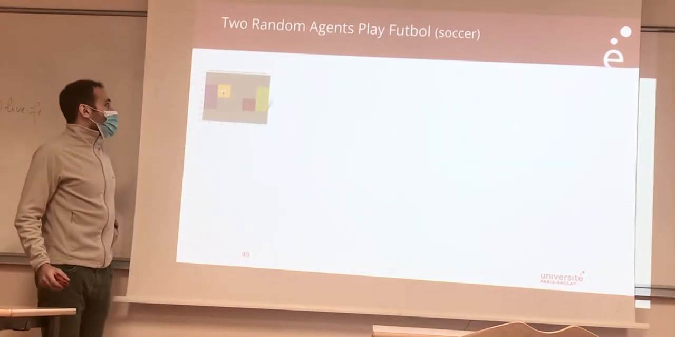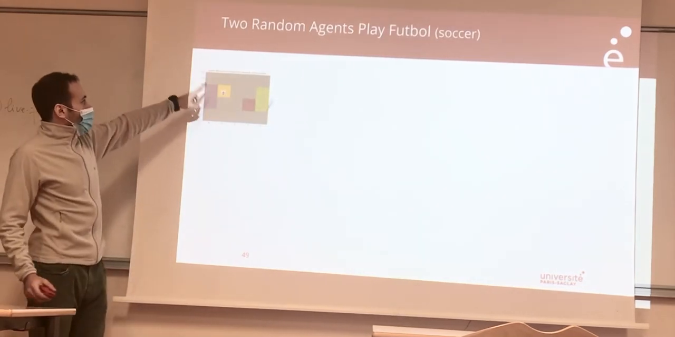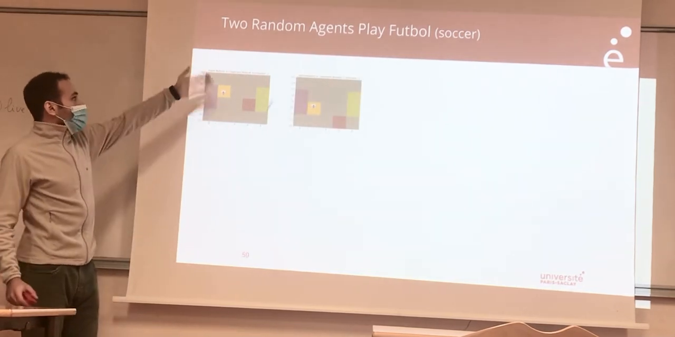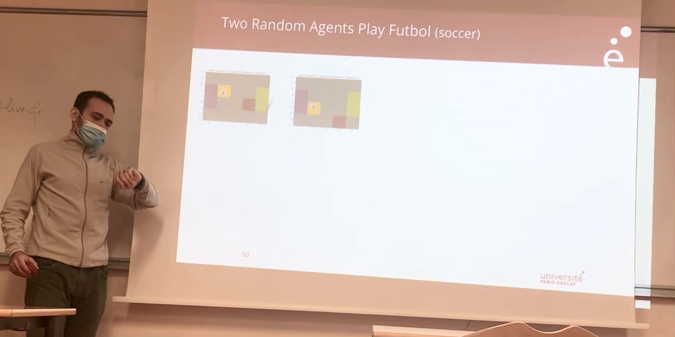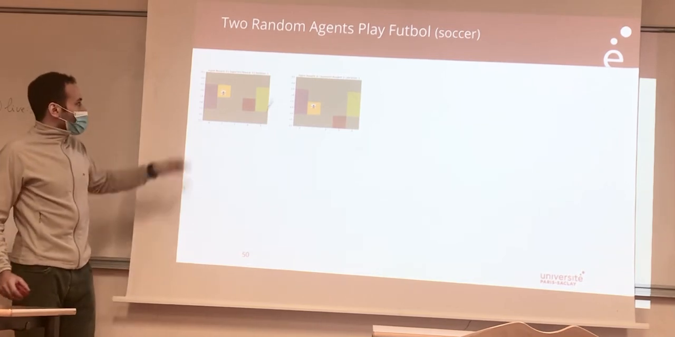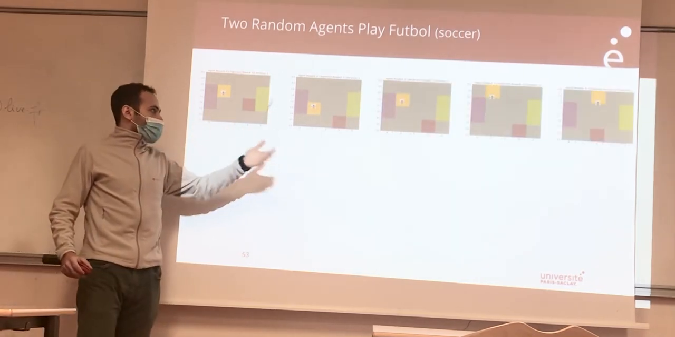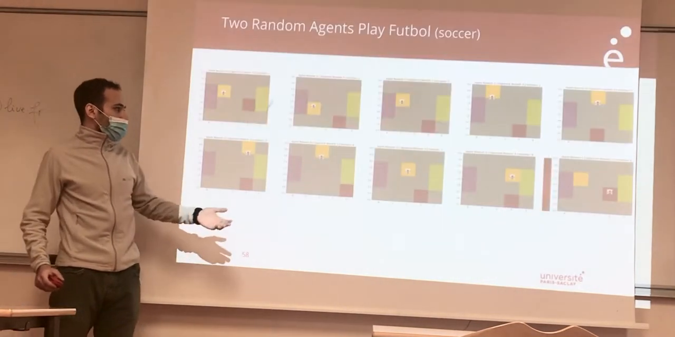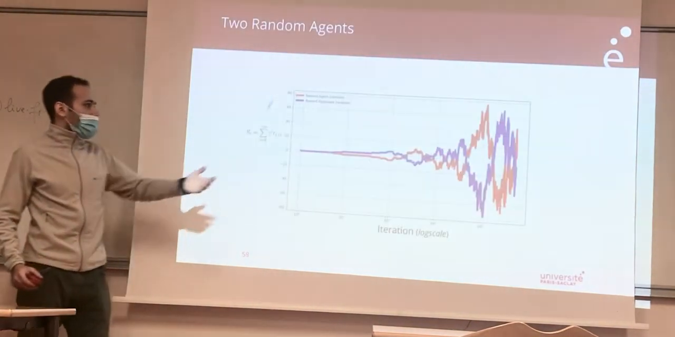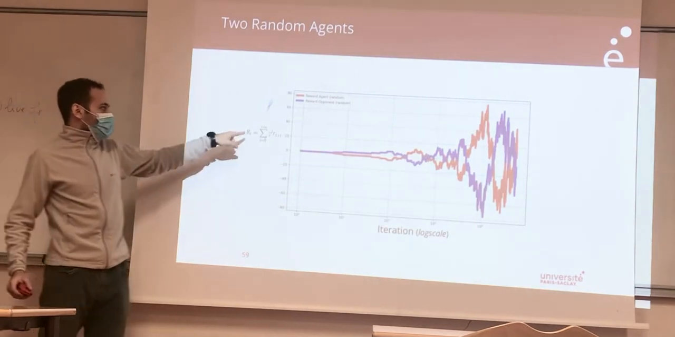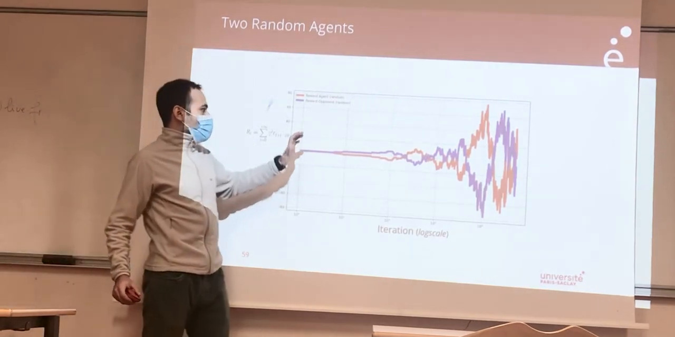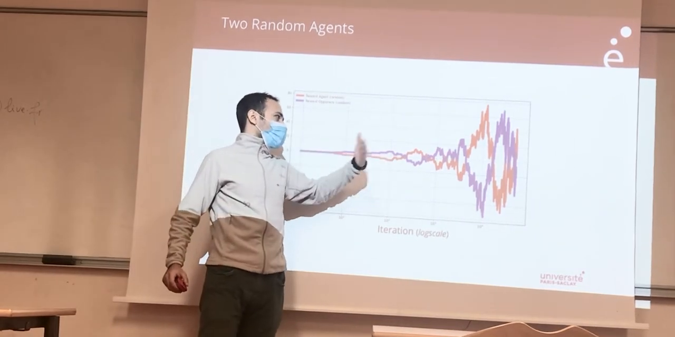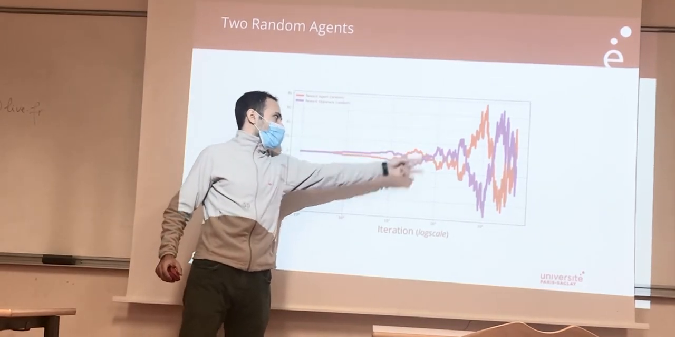Then this is our implementation. So we are this agent over here, and this is our opponent. These are our goals. So two random players. This is a numerical simulation. I don't know if I have time for this. I'll go really fast. They can move randomly. They are random players. Eventually, they score a goal. This is just how much they are winning, the cumulative reward. And you can see none of them is clearly winning. Sometimes the blue one wins, sometimes the red one.